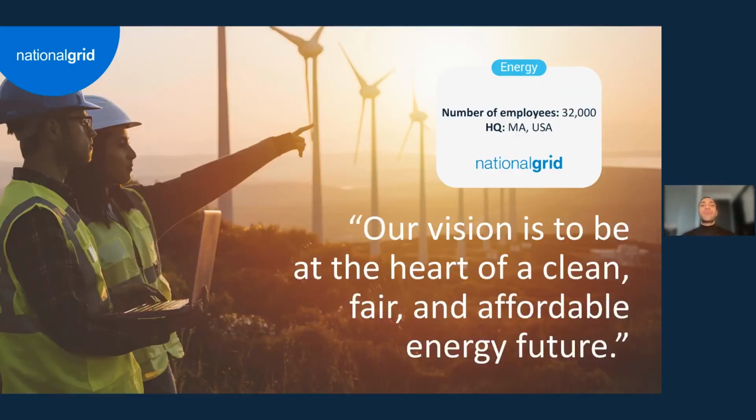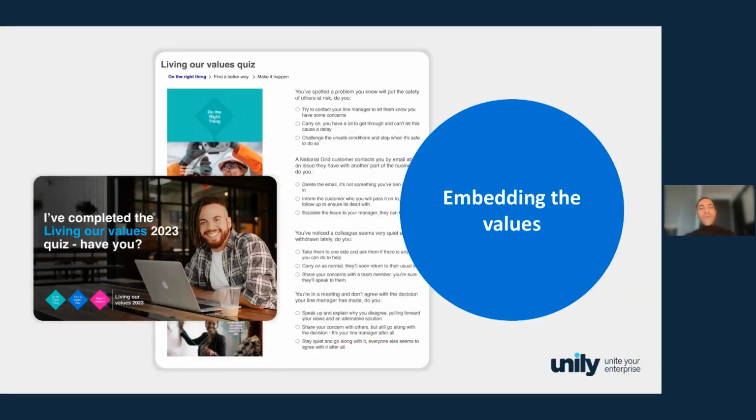So the first example is National Grid. And what's really interesting about National Grid is that they are fixated on supporting their mission, vision, values. And their vision is to be at the heart of a clean, fair, and affordable energy future. So how does the internal comms support this? Well, firstly, they do extensive work to embed the values in the organization. Now, I'm sure some of you have indulged in this and put a lot of effort into putting it up on the walls and internal marketing materials and posters and things like that. But actually, they really want to ensure that this is done properly.